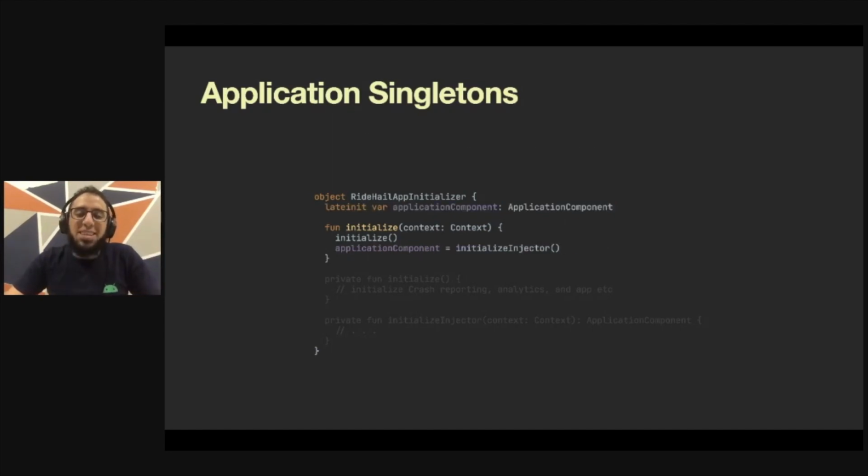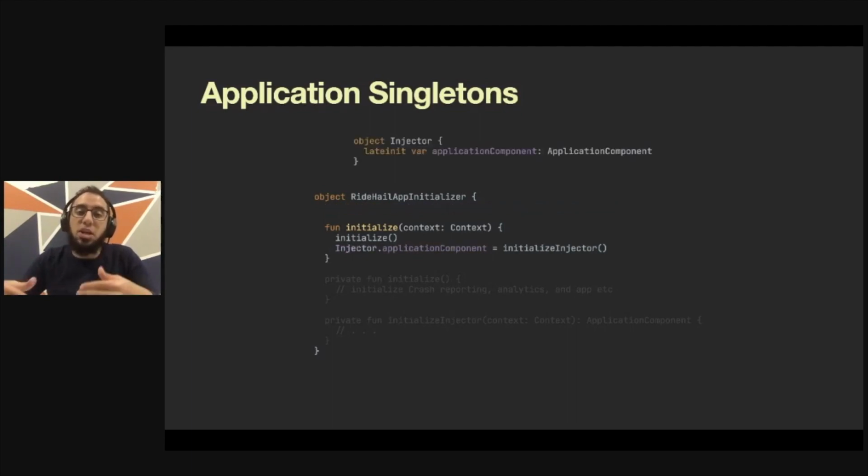But if you think about that, that's not nice from the user perspective. From the developer perspective, when they need the application component, they'll have to say ride-hail app initializer.application component. So we can actually just create an injector class, for example, and then set our reference on the injector class. And then we can just say, hey, injector.application component.inject this.